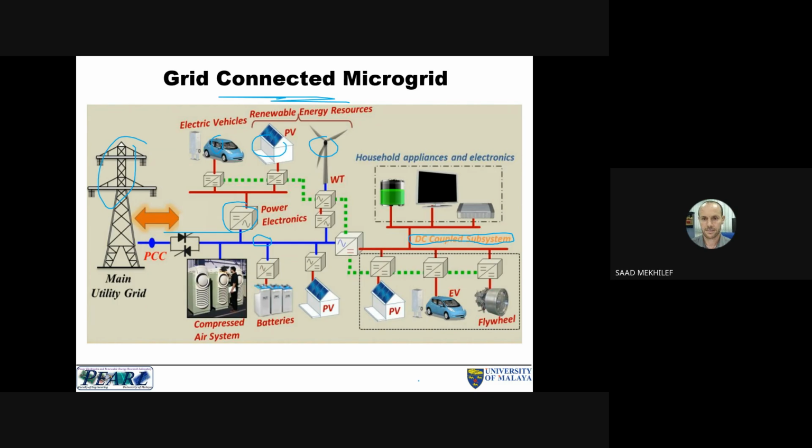That's why you may have some subsystems, like here we have the household appliances, all the electronics, which can operate on DC. And then we have, for example, the flywheel, the EV, the PV. So this is like a subsystem. But in order to communicate with the AC bus, you need to have the inverter, which enables you to connect to the system.